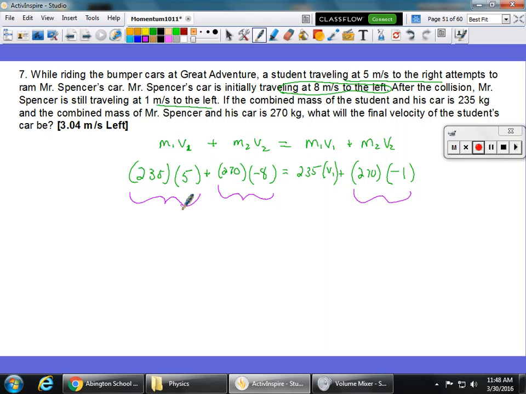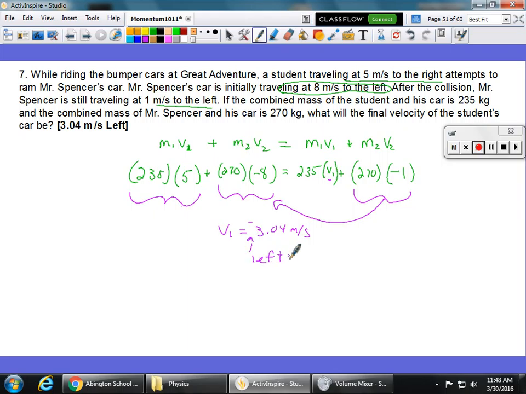So we're adding a positive and a negative together on the left. We have a negative on the right, which we're going to add to the other side, right? Because it's negative on this side. You're going to wind up adding positive 270 to the right. And we're going to solve for this velocity by dividing by the 235. And if you do that, that's going to come out to be -3.04 meters per second. And the negative means that this is going to be to the left.